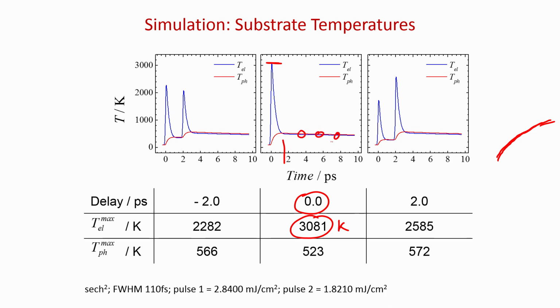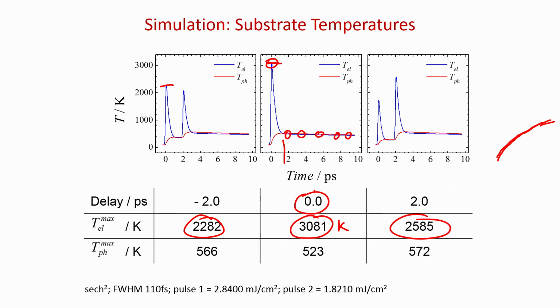and then it maintains that equal temperature journey for both electronic and phonon baths. So, what we see is that the maximum achievable temperature for the electronic bath is highest when they are overlapped together, but when they are not overlapped together, the maximum temperature has gone down to 2500 Kelvin. This is a big difference now.